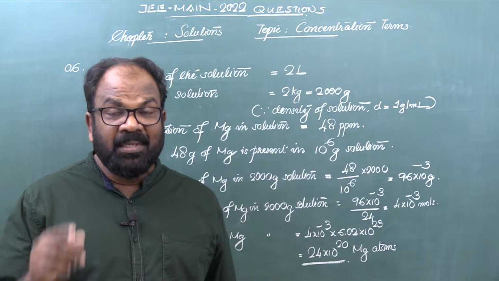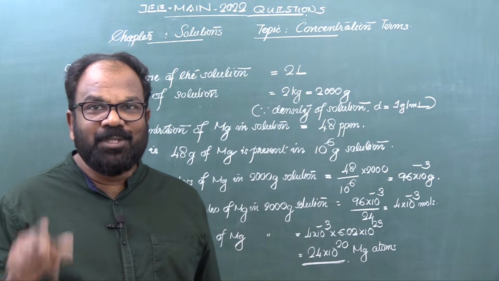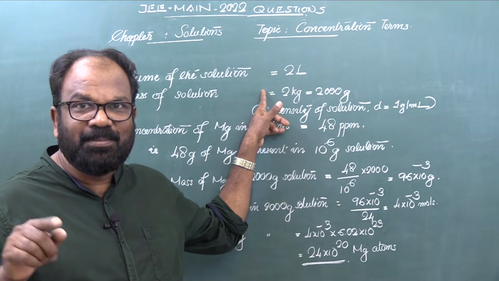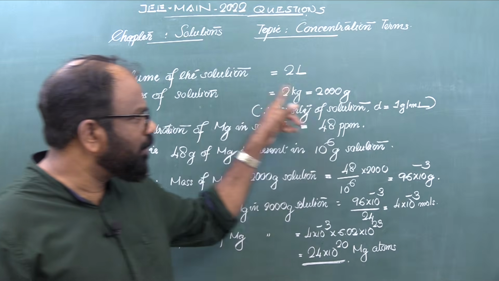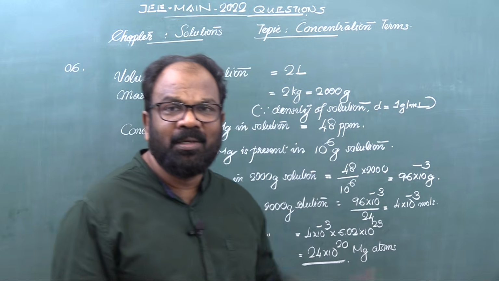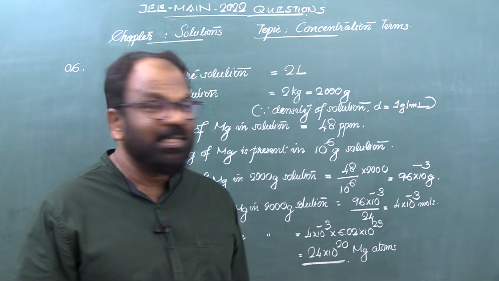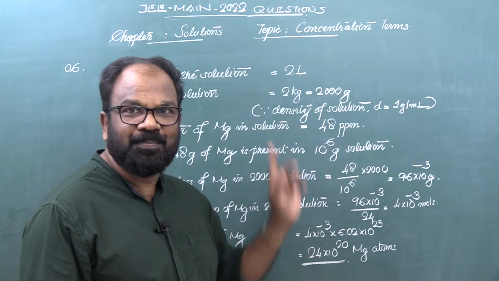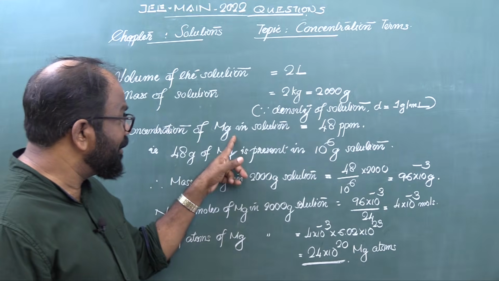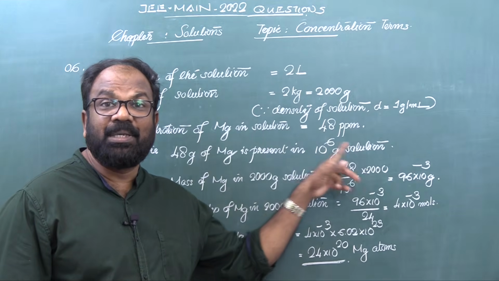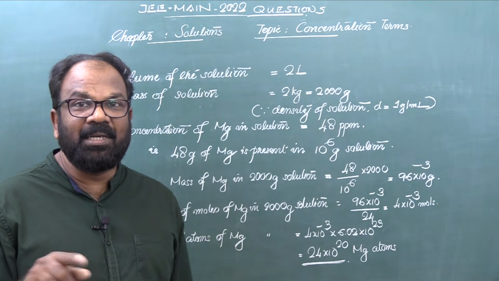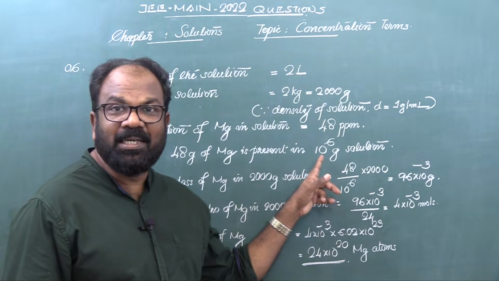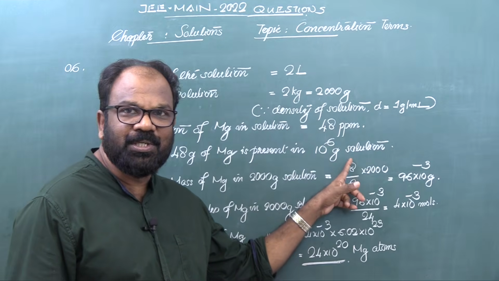23 per mole. Here in this question, the volume of the solution prepared is 2 liter. It is a very dilute solution in aqueous medium. So density of the solution is approximately equal to 1 gram per milliliter or 1 kilogram per liter. Therefore, mass of solution is equal to 2 kilogram, that is equal to 2000 gram. Here the concentration of magnesium in solution is given as 48 ppm. ppm means parts per million. That means 48 gram of magnesium is present in million gram or 10 raised to 6 gram solution.